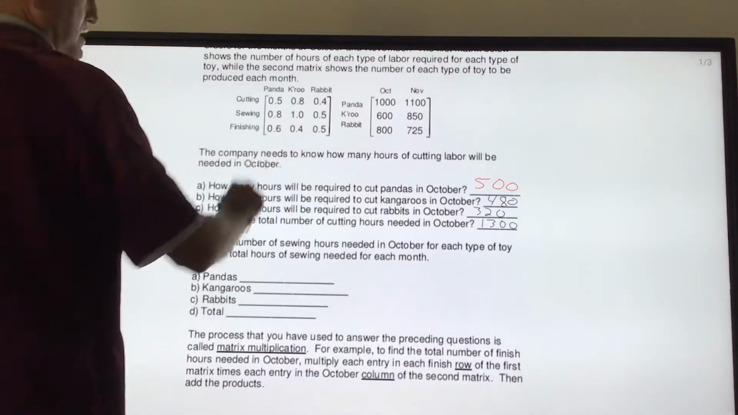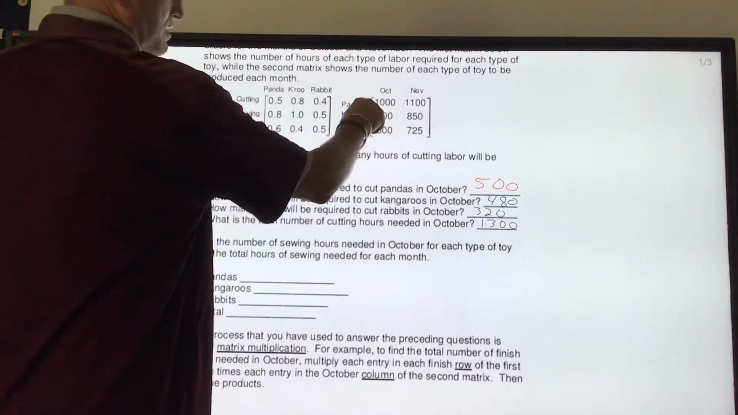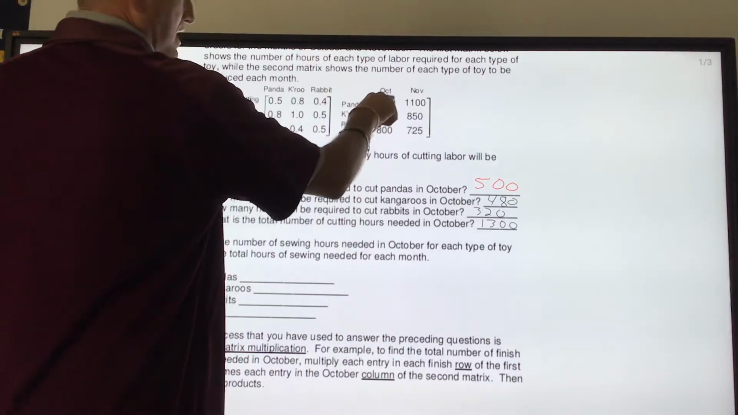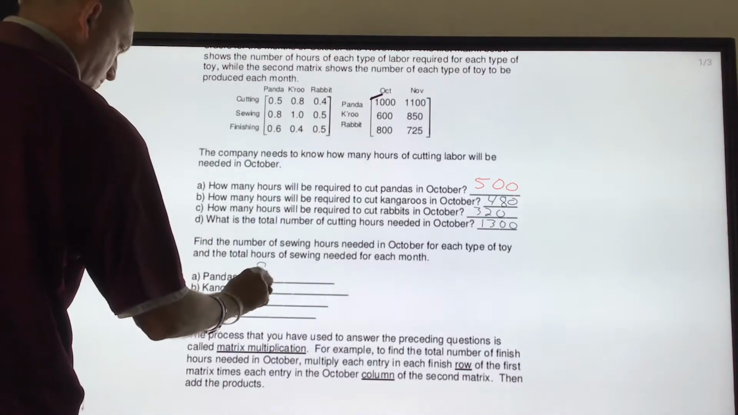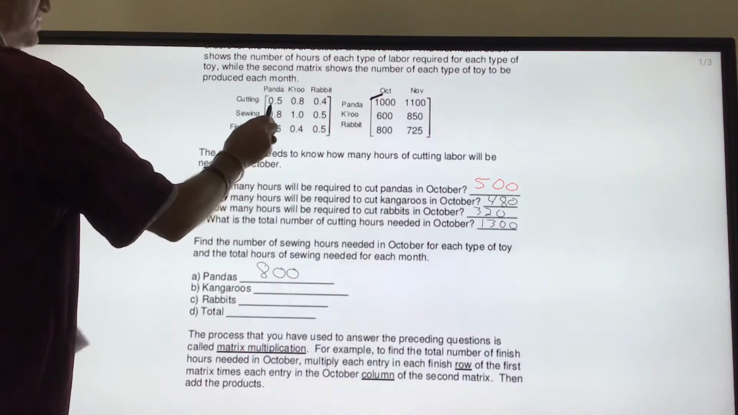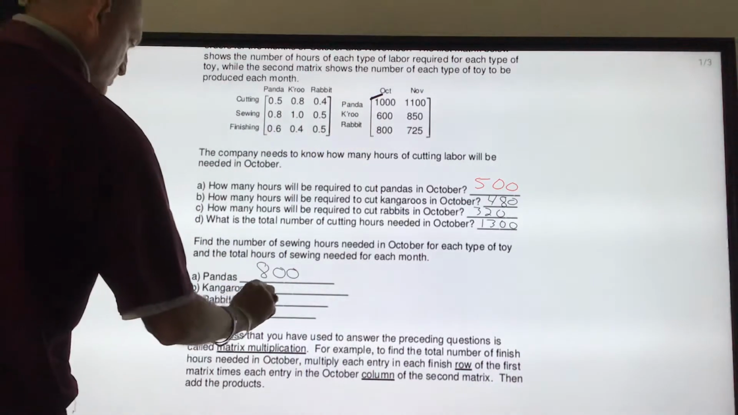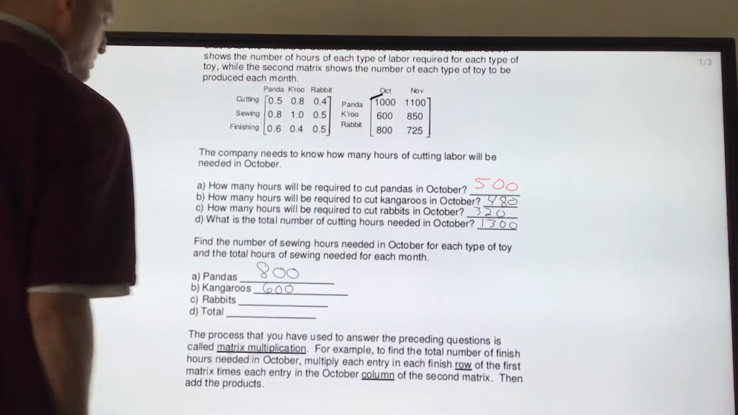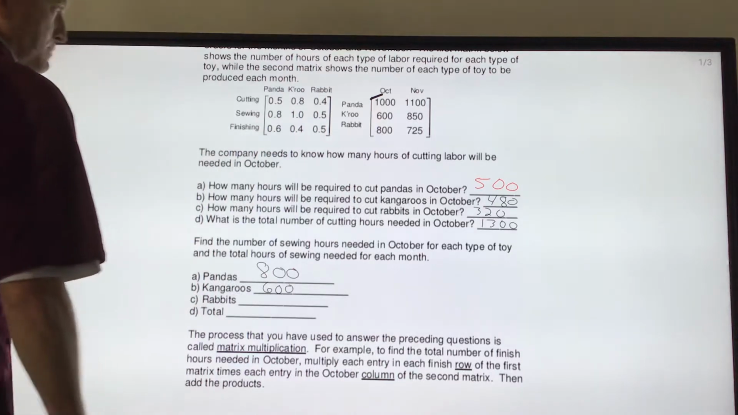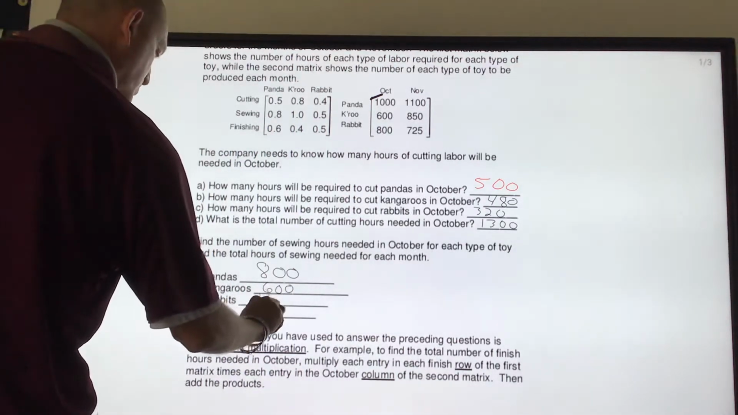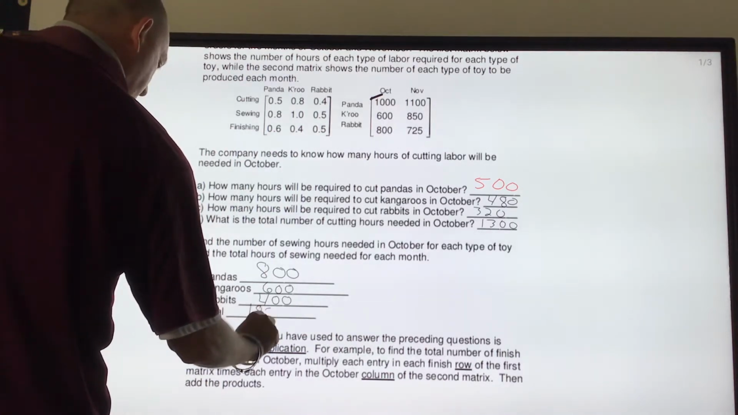Now the sewing time for pandas is 0.8, and it wants October again. My October for pandas is 1,000 hours allotted, so 0.8 times 1,000 gives me 800. Sewing time for kangaroos is 1 times their overall time, which is 600. Rabbits is 0.5 times their overall October time, so 0.5 times 800 gives me 400. That gives me a total of 1,800.